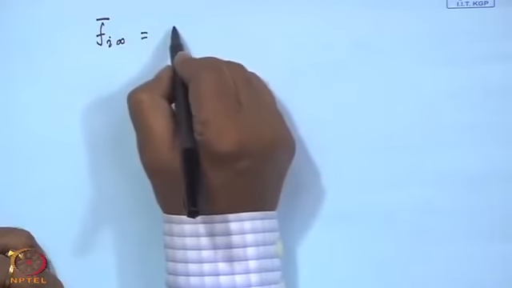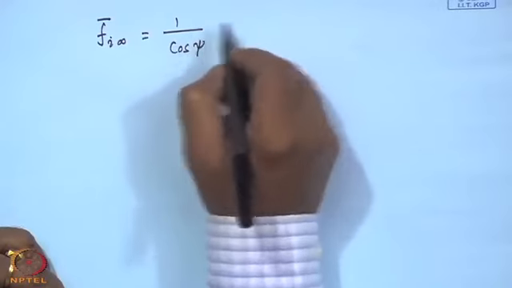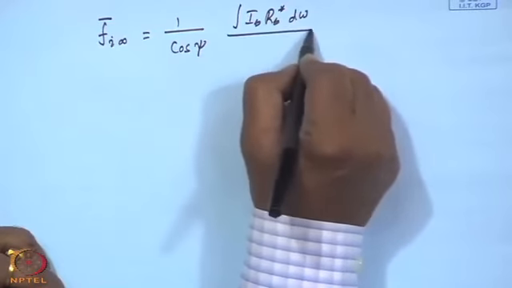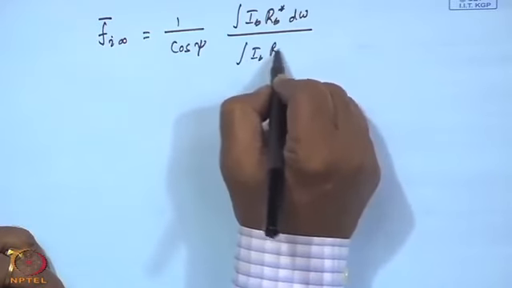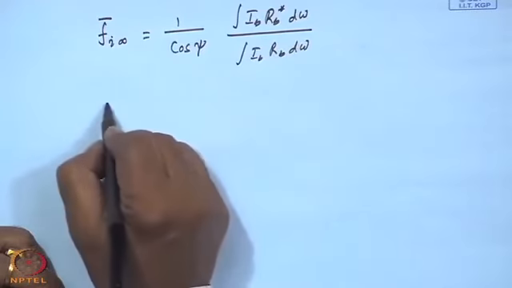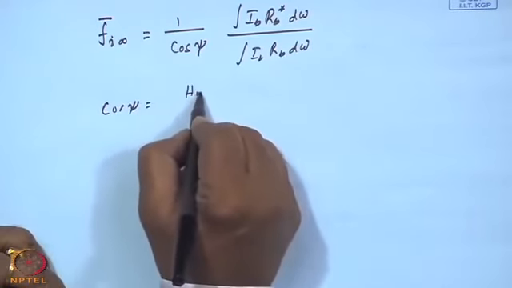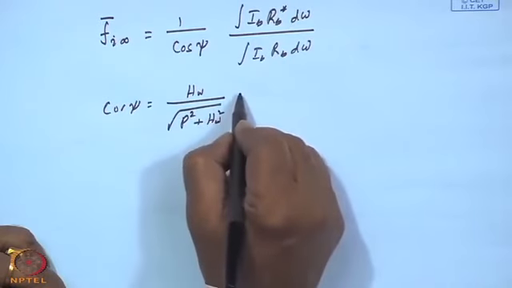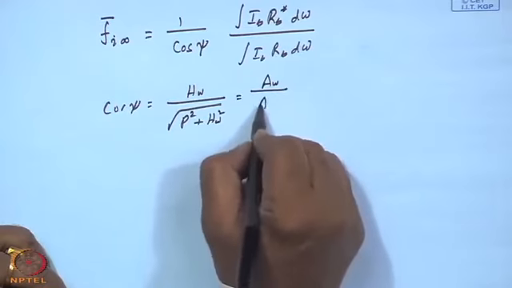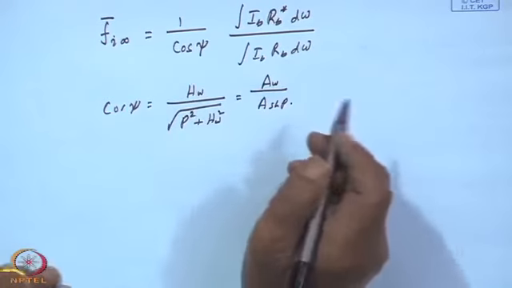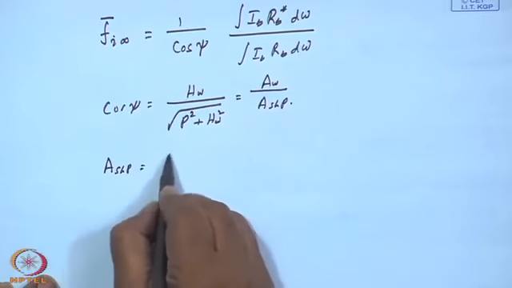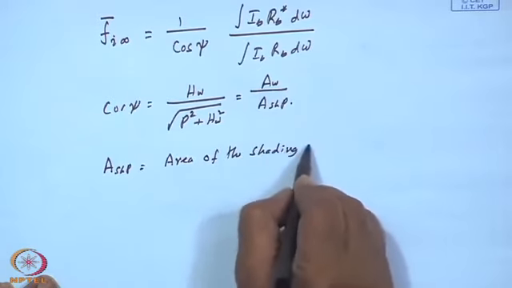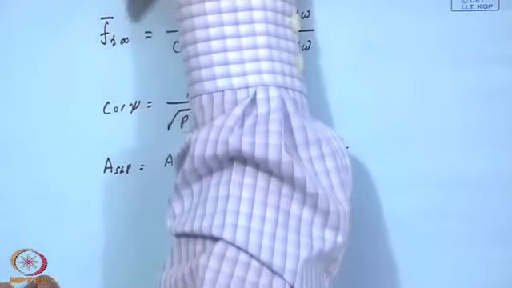So, this Fi bar infinity is 1 by cos psi, integral IB RB star d omega, by integral IB RB d omega, where your cos psi is nothing but the height of the window by the diagonal, root of p squared plus hw squared, which is nothing but the area of the window by the area of the shading plane. Okay, ASHP, right.